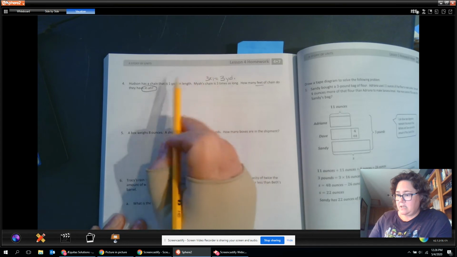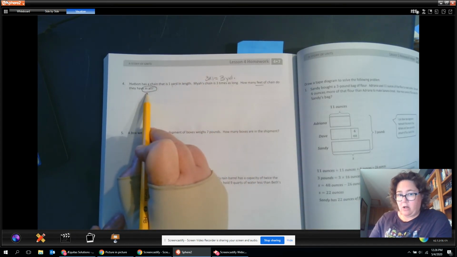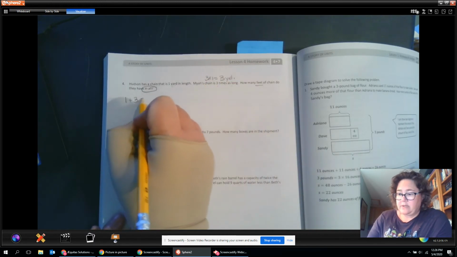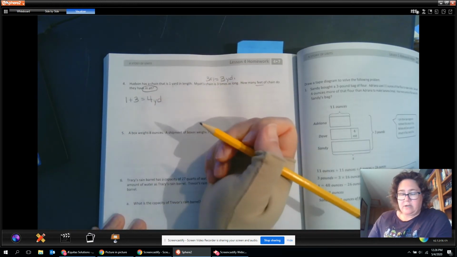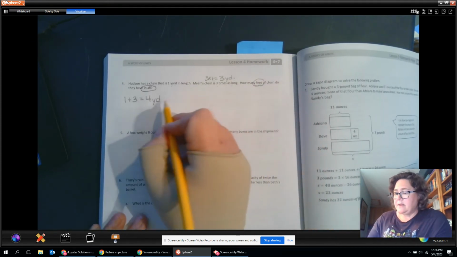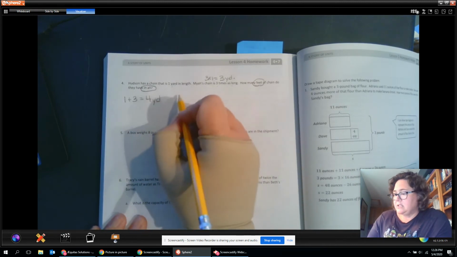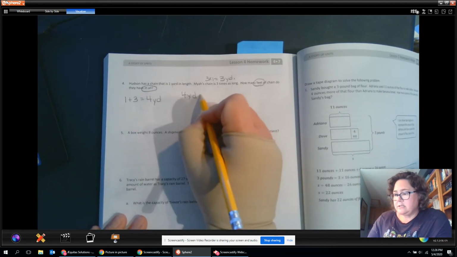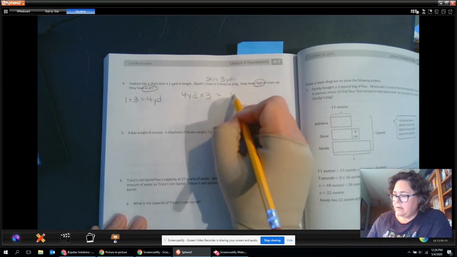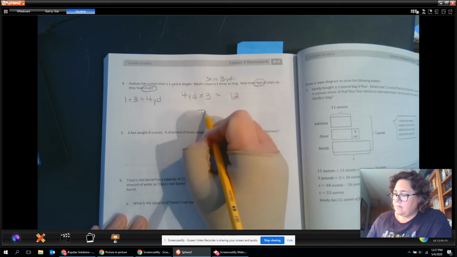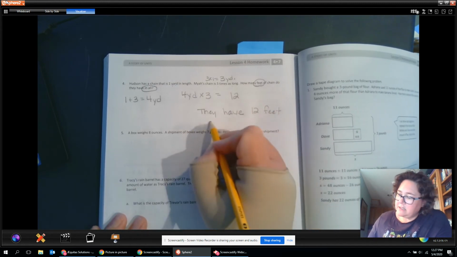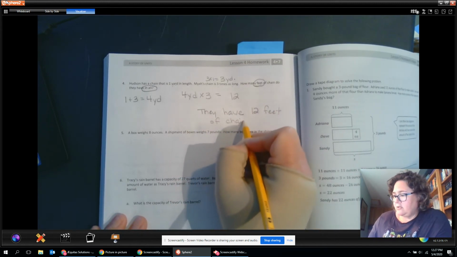So she's got 3, he's got 1, and we want it in all. So 1 yard and 3 yards, we should be thinking 1 plus 3. So we're dealing with 4 yards in all. But they want this answer to be in feet. And there's 3 feet in a yard. So we're going to take that 4 yards, times it by 3, and we're going to end up with 12. So they have 12 feet of chain.